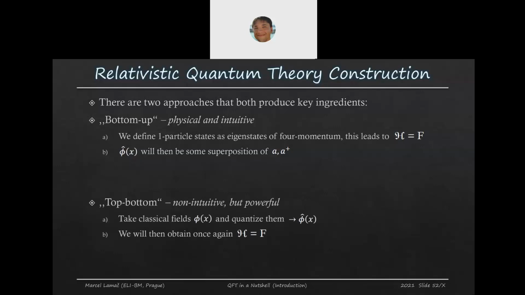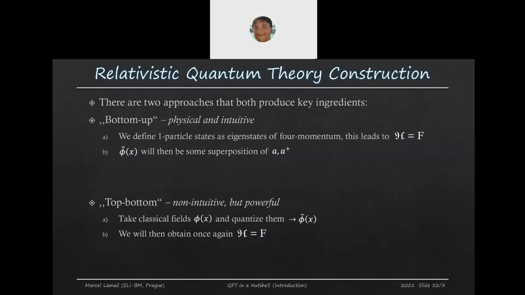And then there's the top-bottom way. That is non-intuitive, but very powerful. And it is so easy. You just take the classical fields and you quantize them. We will show, and once again, we will see that this immediately leads to the fact that the Hilbert space must be a Fock space. So this is the quantization procedure.